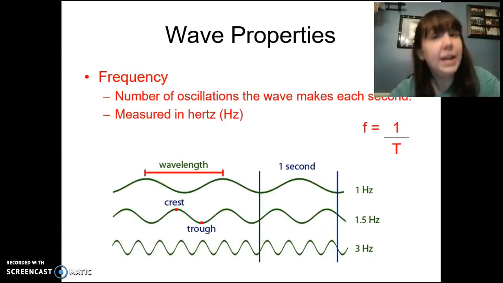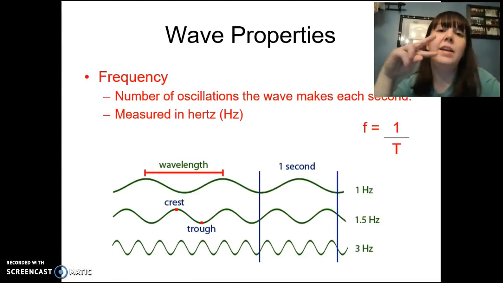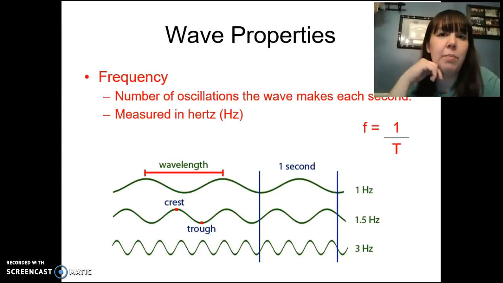Frequency is related to time, but it's how many oscillations, how many wavelengths go by in 1 second. So your frequency and your time period are actually inverses of each other. You see that F equals 1 over T over there. Your frequency is the inverse of your time period.